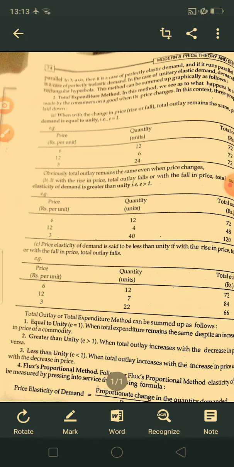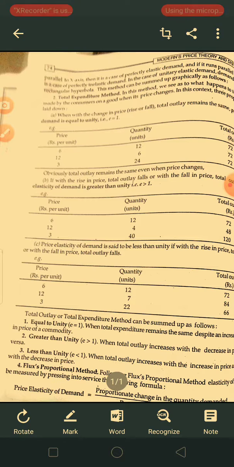Equal to unity. In the case of equal to unity, when total expenditure remains the same despite an increase or decrease in the price of the commodity. Greater than unity, when total outlay increases with a decrease in price and vice versa. Less than unity, when total outlay increases with the increase in price and decreases with the decrease in price.